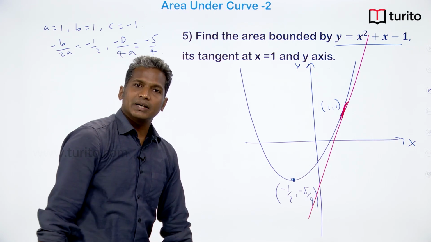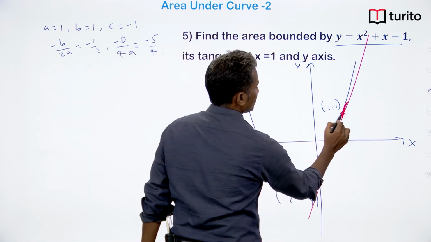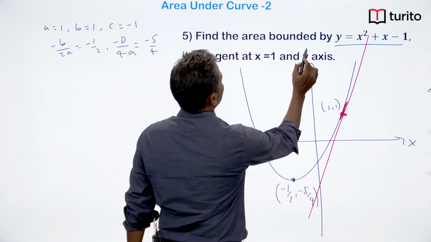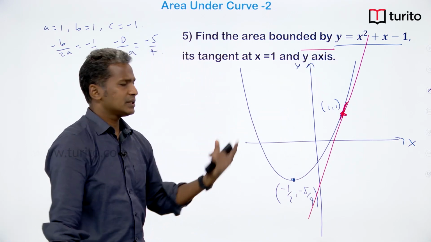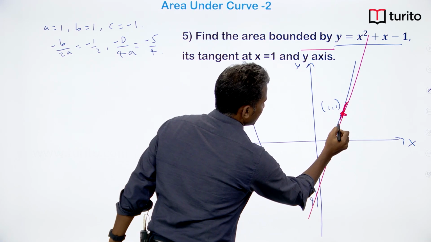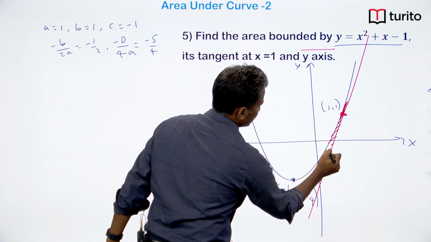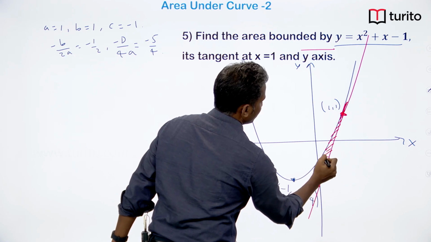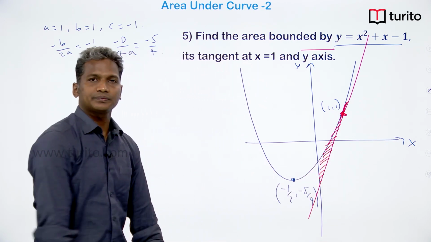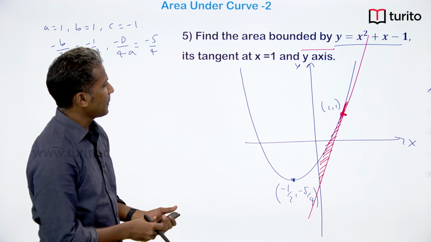So what is the area that we are interested in finding? Area formed with y axis and these two. One is tangent and other is the curve. So basically we are interested in this area. This is very slim area, but we have to find this slim area. So how do we do this?